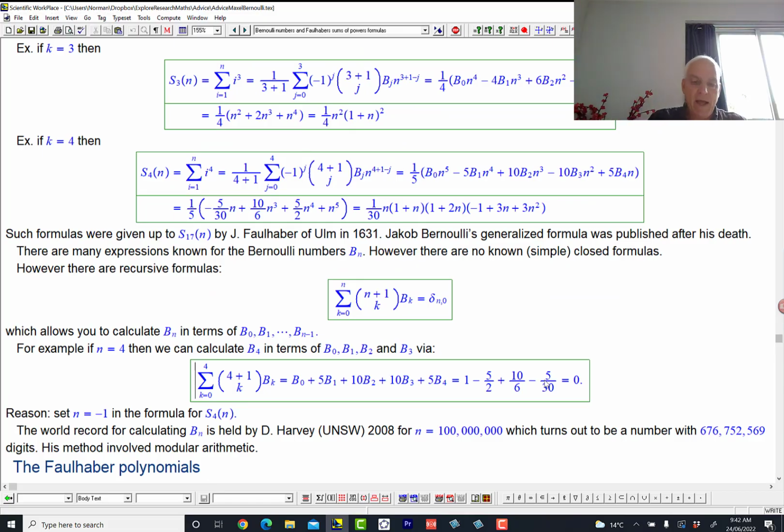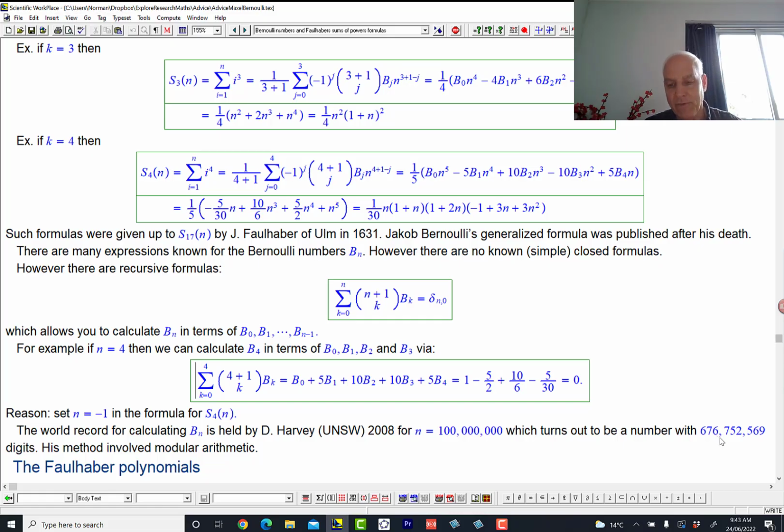Now, in terms of calculating these B_n, you can use this recursion, but recursion can be onerous, especially since you're using more and more terms. It turns out that the world record for calculating B_n is held by a colleague of mine, David Harvey at UNSW, who in 2008 set the world record. He calculated the 100 millionth Bernoulli number, and that turns out to be a number with 676 million digits.